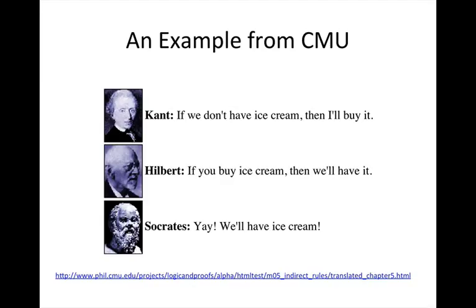So in this example, we have the following argument. The premises are represented by what Kant and Hilbert say, and Socrates gives us the conclusion. Kant says, if we don't have ice cream, then I'll buy it. Hilbert says, if you buy ice cream, then we'll have it. And Socrates concludes, yay, we'll have ice cream. Let's go ahead and look at this argument and the proof for it in Fitch.